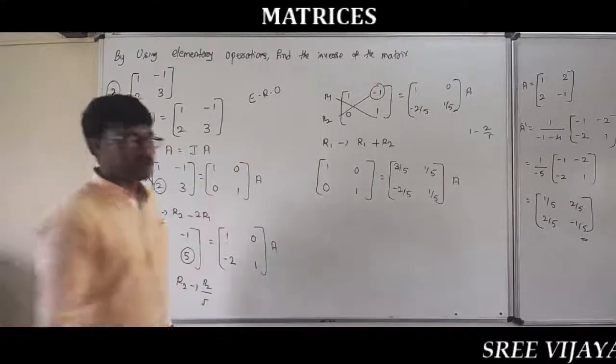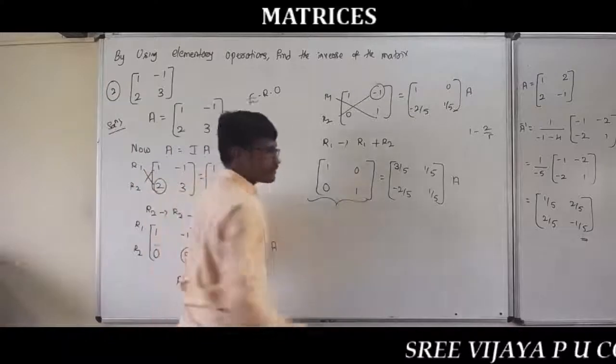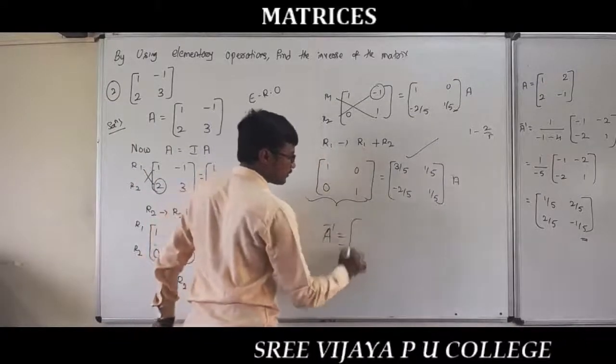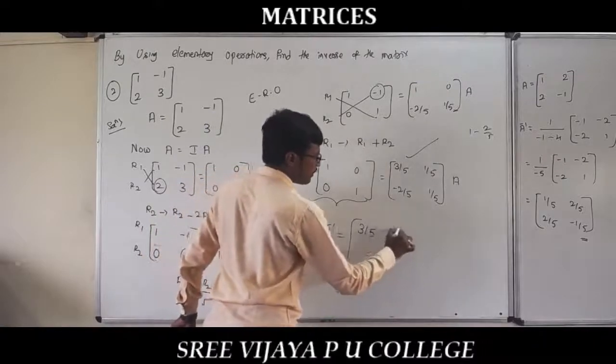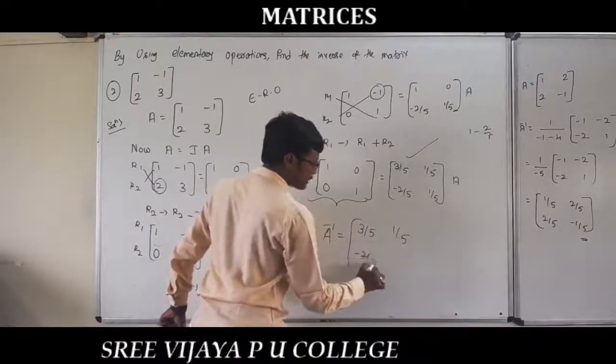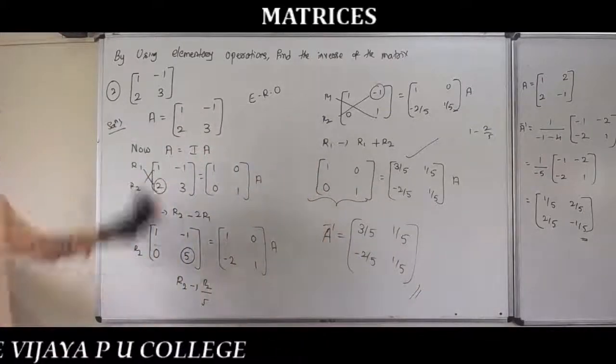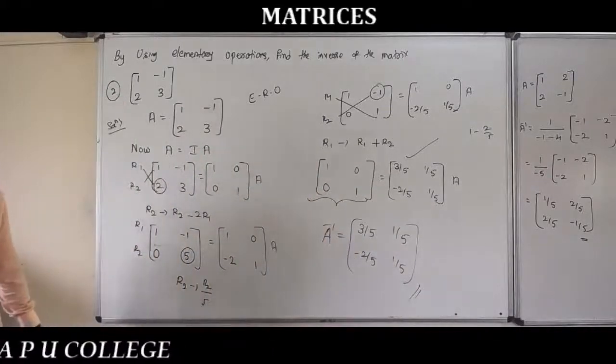You got the identity matrix on the left hand side. So what is the right hand side? It is obviously the inverse. So A inverse equals 3 by 5, 1 by 5, minus 2 by 5, 1 by 5. This is the inverse of the matrix by using elementary transformations.